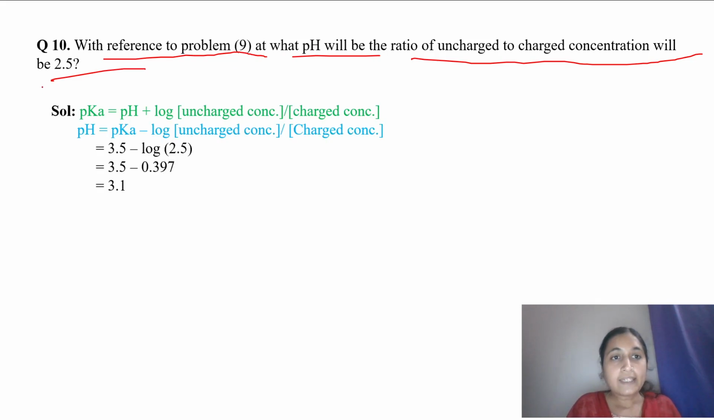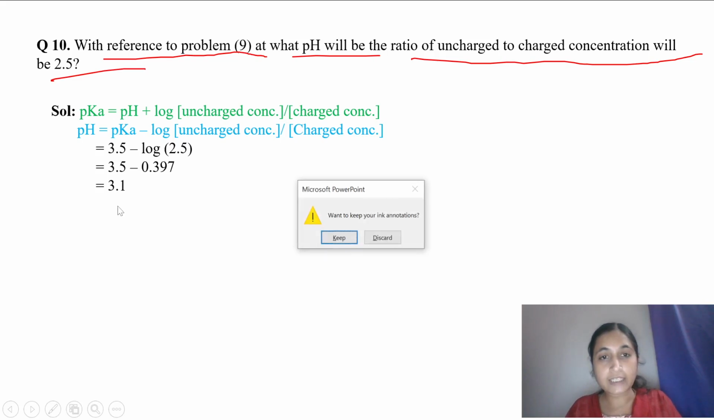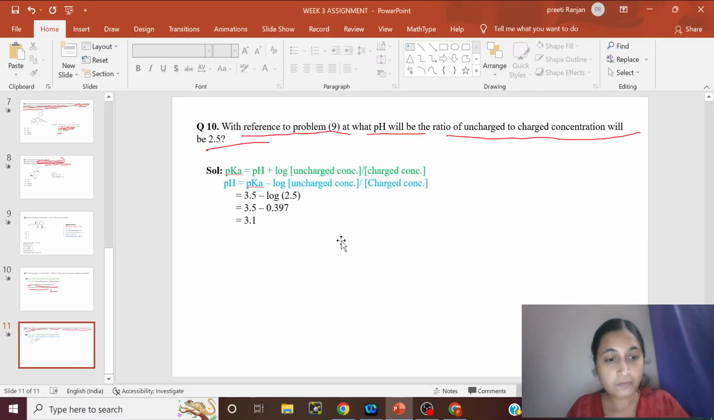We can write this formula like this: pH equals pKa minus log uncharged concentration upon charged concentration. So pKa is given in the previous question as 3.5, minus log 2.5. The log 2.5 value is 0.397. So the answer will be 3.1. Okay, all assignment questions have been solved.